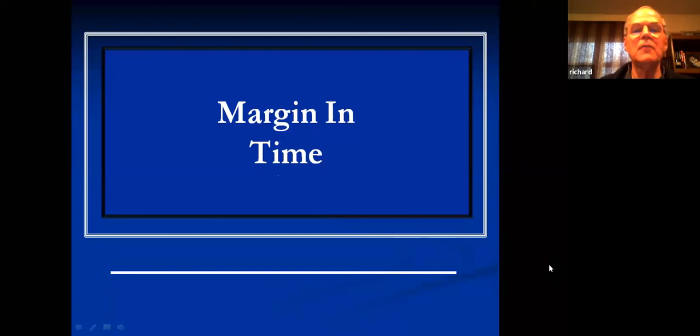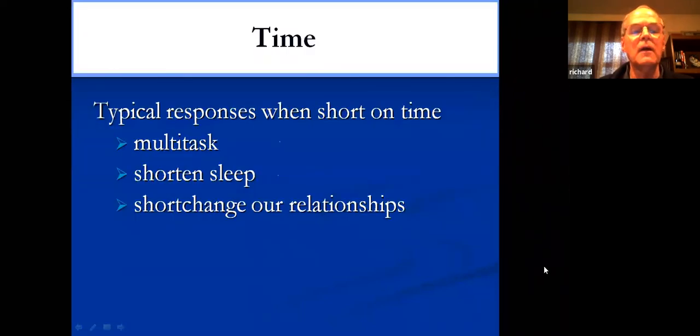Let's look at margin and time now. For a lot of people, this is the area of greatest urgency: getting more time. Typical responses when we're short on time are that we multitask, we shorten our sleep, or we shortchange our relationships. And sometimes we do all three. Of course, it's obvious why we do these things, but they're not good compensatory mechanisms. Multitasking, for example, we don't do very well. The human brain does not do that very well. And shortening sleep, we're already short on sleep, and relationships need all the vitality that they can get.